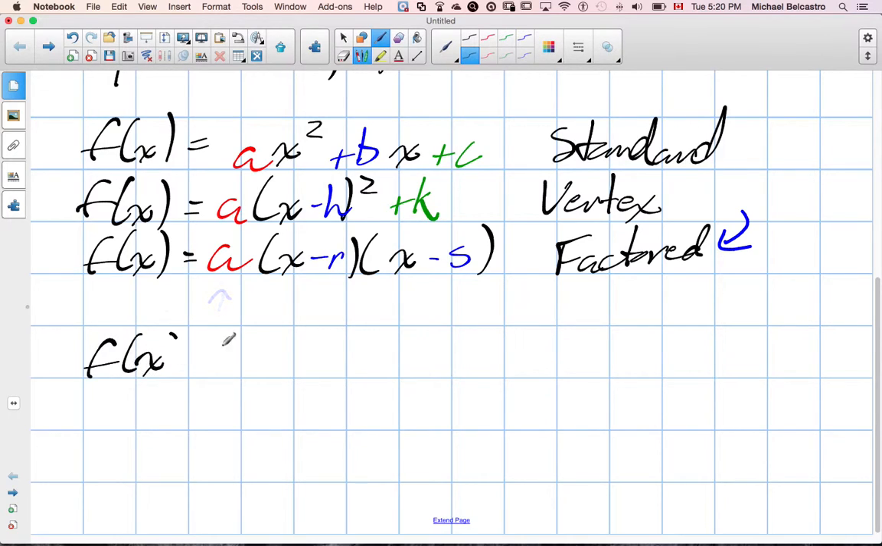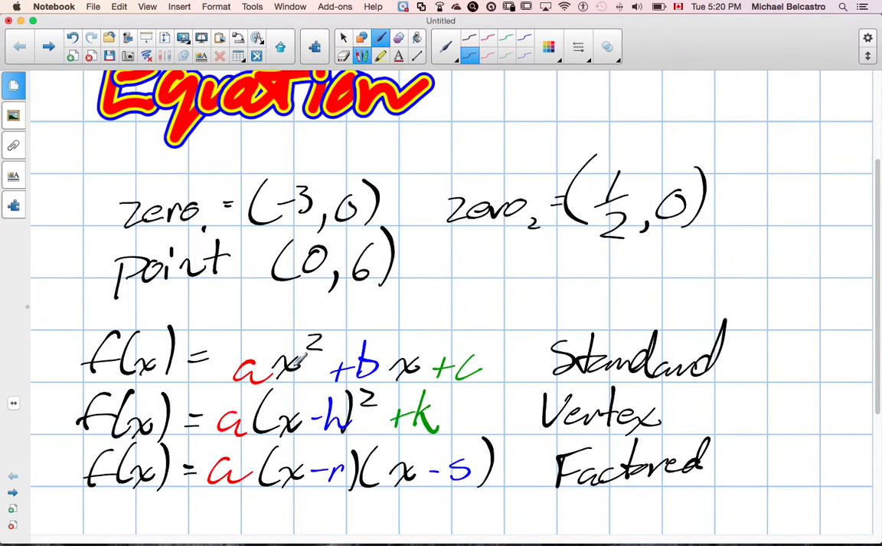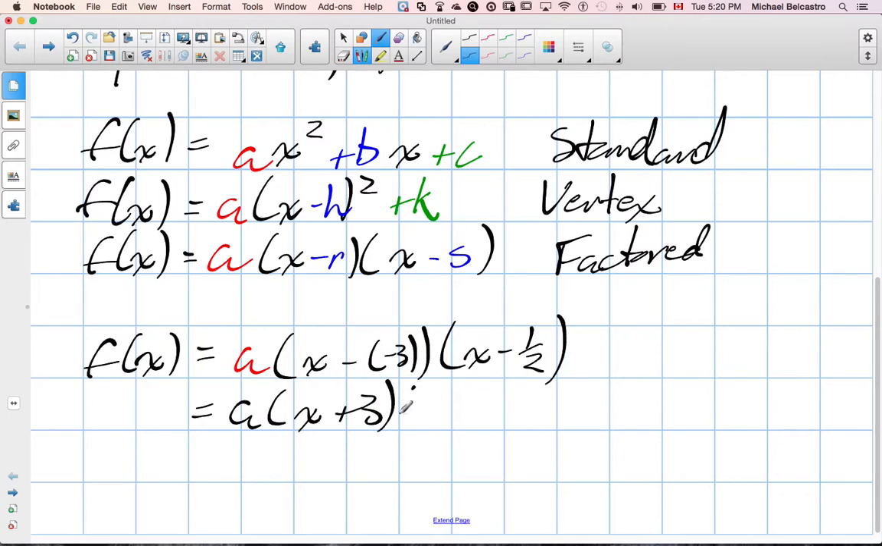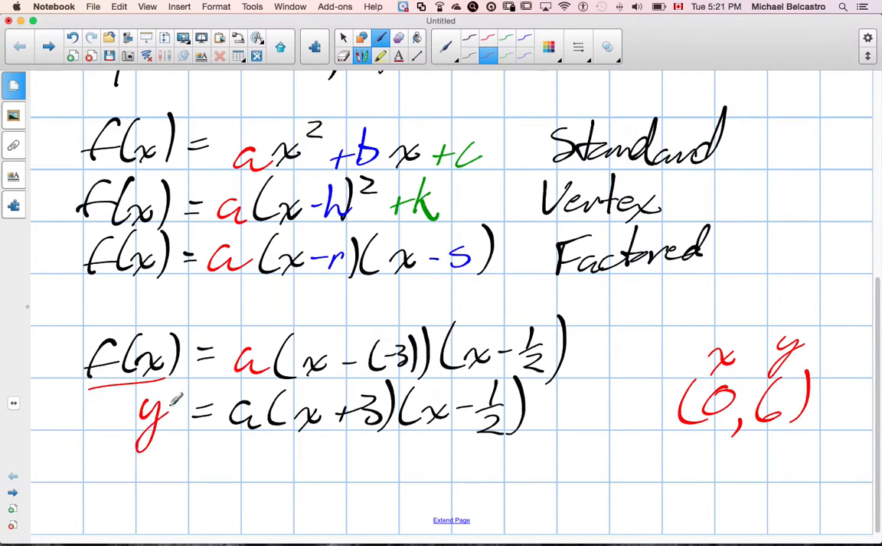Okay. Now they've told us that the first intercept was -3. So we're looking at x minus -3, okay? And the other one is x minus 1/2. So this -3 is going to become a positive. So we have a times x plus 3, x minus 1/2. That's great information. We have a coordinate. Our coordinate at 0 and 6 is essentially an x and a y coordinate. We don't use y, we have f of x, but essentially f of x is replacing the y.